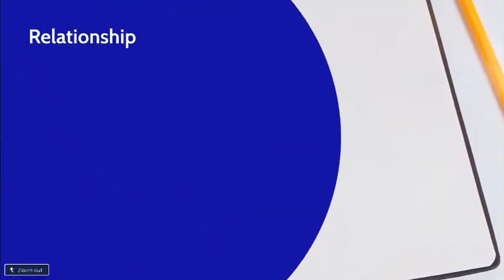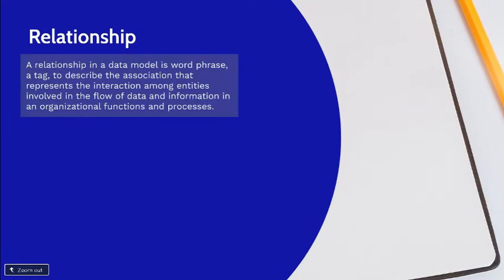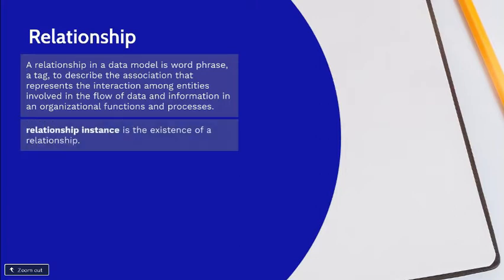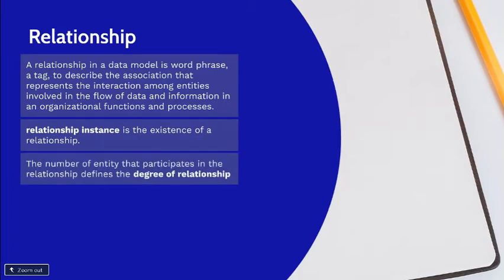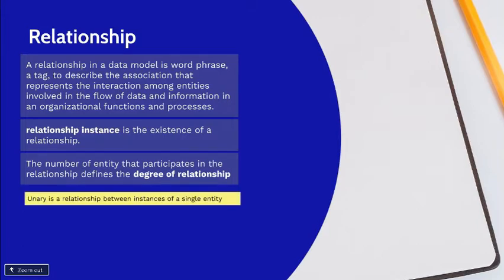A relationship in a data model is a word phrase to describe the association that represents the interaction among entities involved in a flow of data and information in an organizational function and processes. The existence of the relationship is a relationship instance. The number of entities that participate in the relationship defines the degree of relationship.